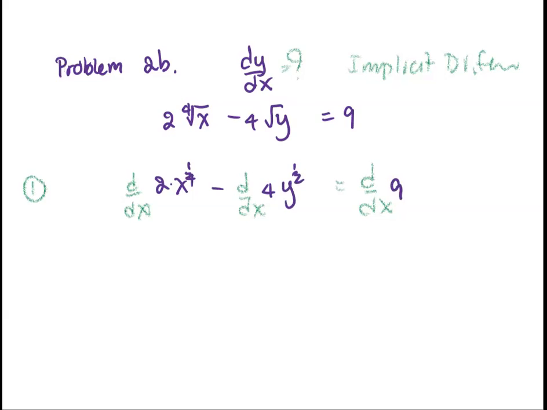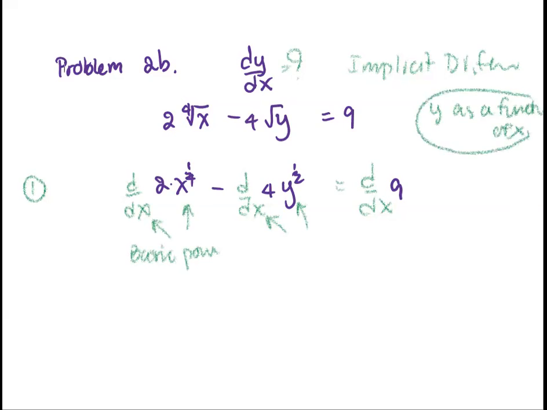The first term, we see the x, and we're going to use the basic power rule. The second term, we have x and we have y. We will treat y as a function of x. If y is a function of x, for the second term to find the derivative, we are going to use the general power rule. And the last term is the constant.